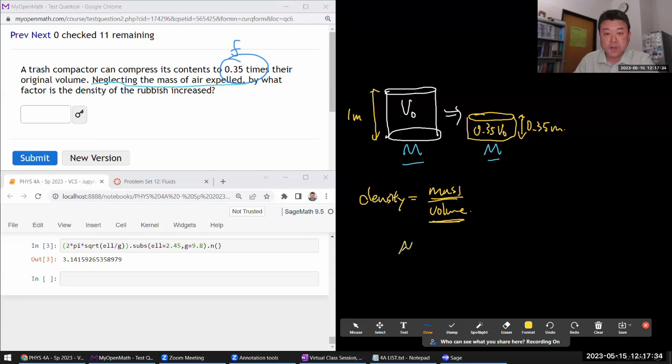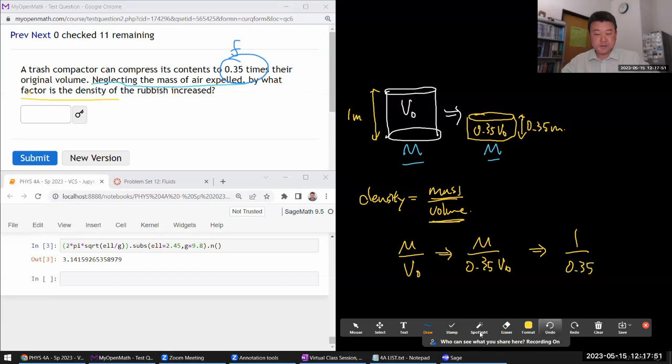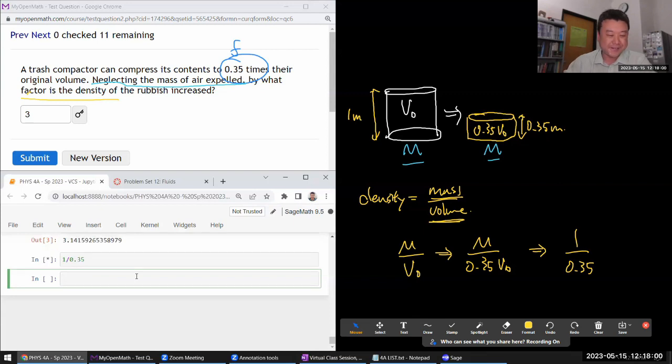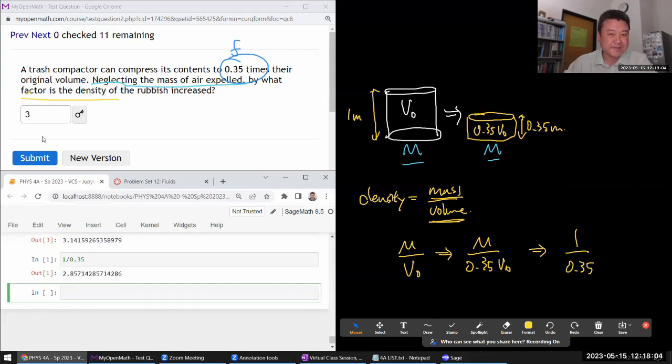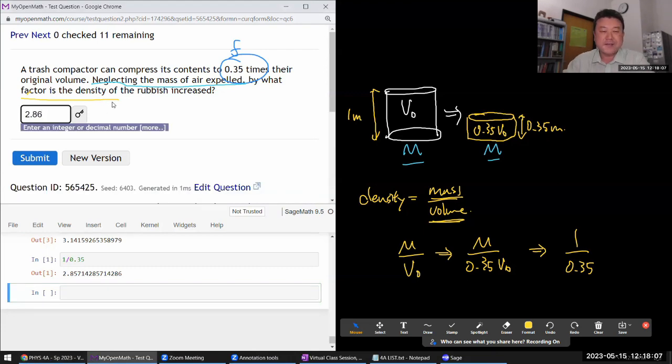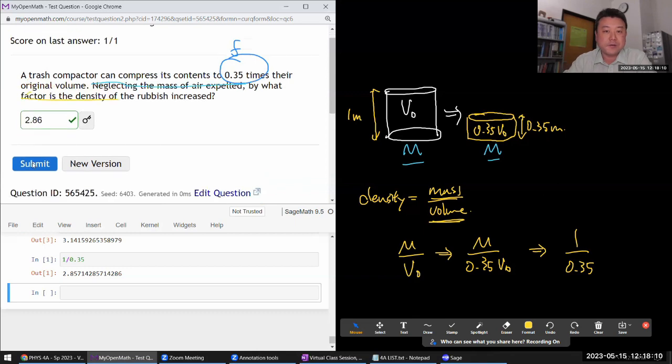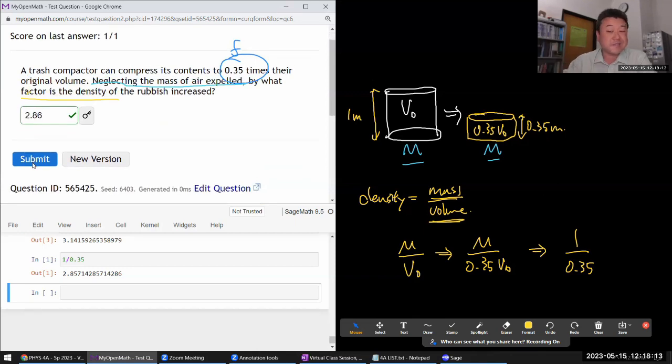So going from M over V naught to M over 0.35 V naught. So for the factor by which the density increased, I just need 1 over 0.35. Can I do that? I mean, it's approximately 3, but I think it's off enough that I shouldn't do it in my head. Let me just use a calculator. So yeah, 2.86. It would have graded a 3 as incorrect, because it enforces 1% tolerance on all the questions. Yeah, so it's easiest to answer through a scaling argument like this. It could have been quicker if I just jumped straight to the scaling.